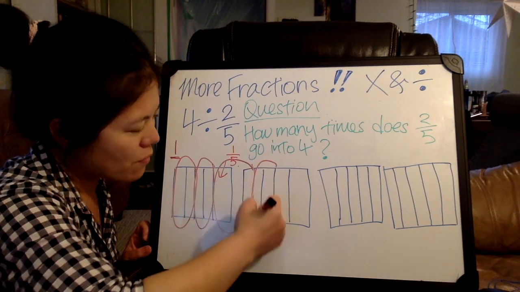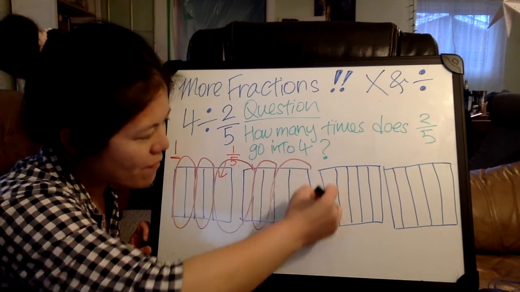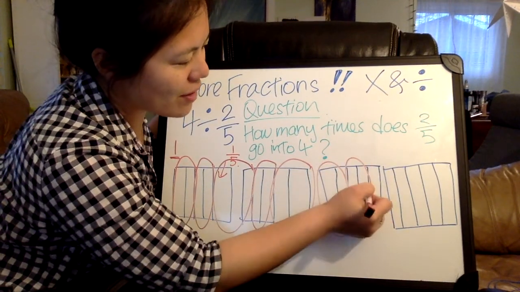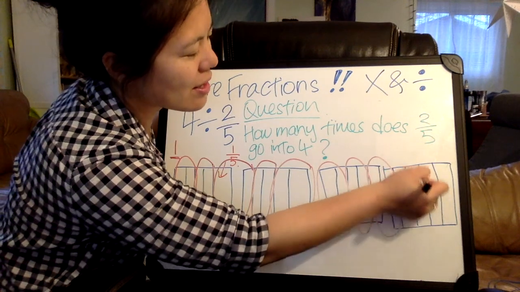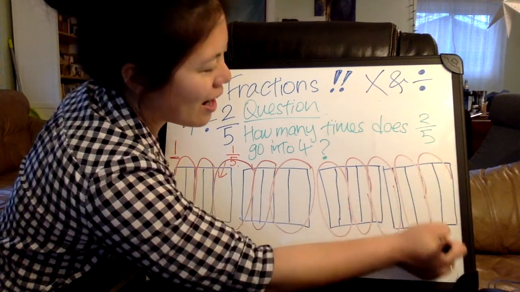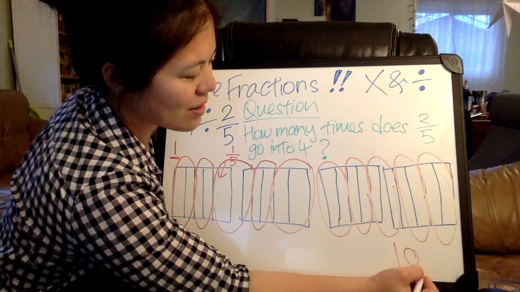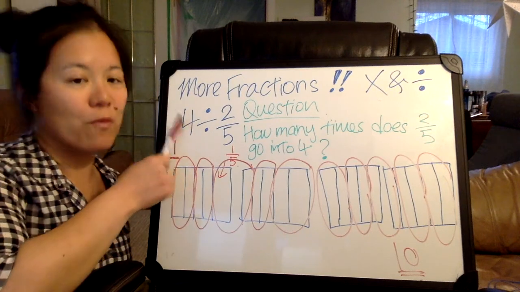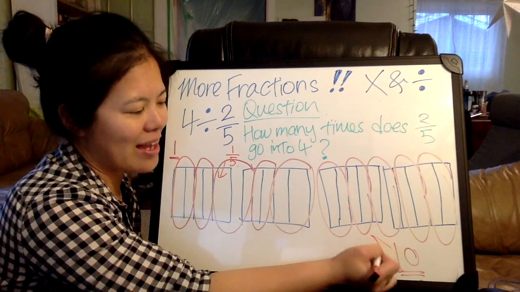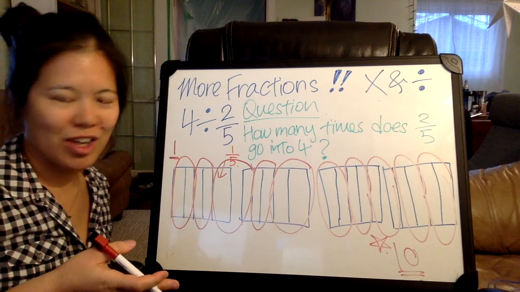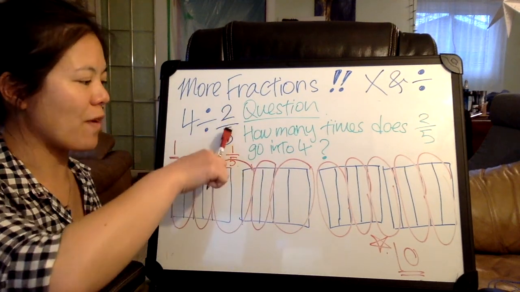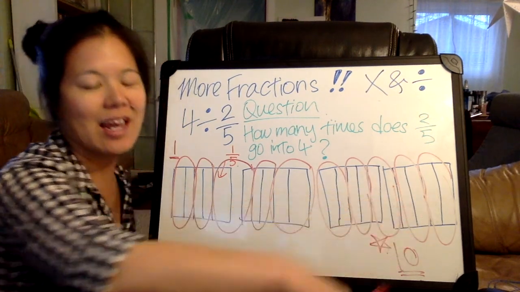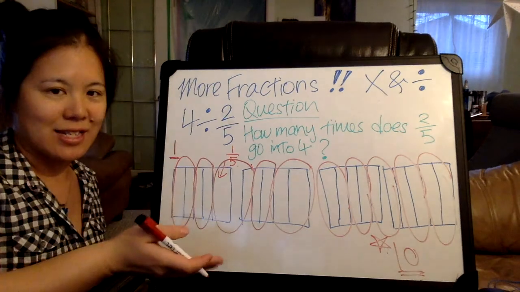3, 4, 5, 6, 7, 8, 9, and 10. So we know that 2/5 goes into 4 ten times, and that is going to be your answer. Once again, 2/5 goes into 4 ten times, right?